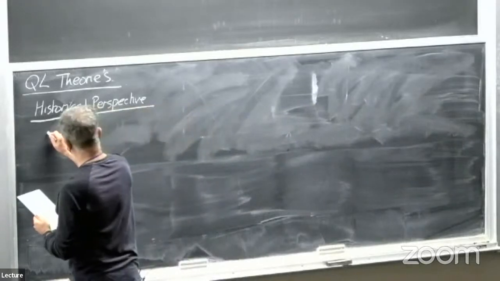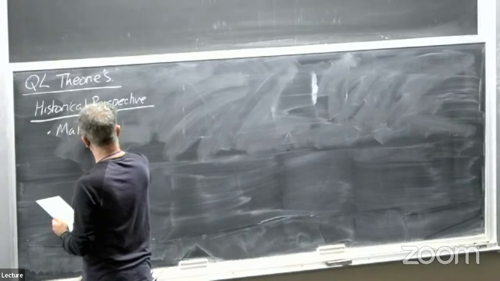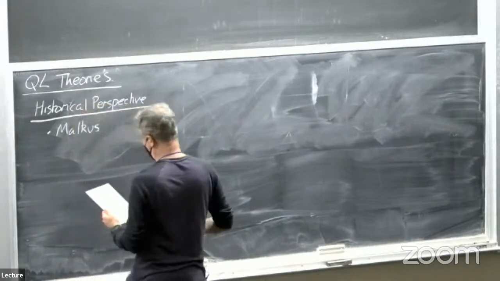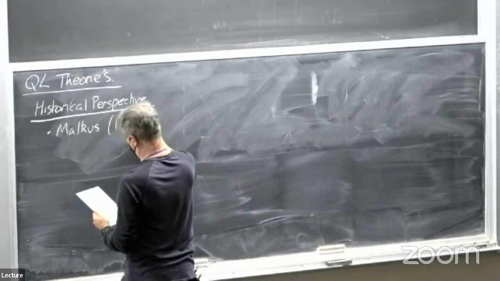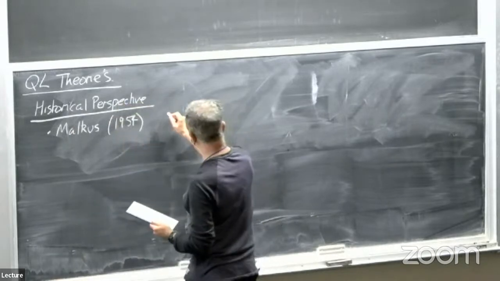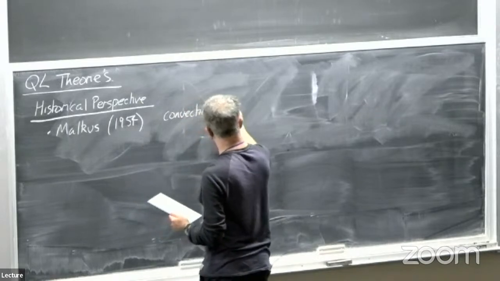Okay, so I think it's fair to say that certainly in fluid dynamics, the early ideas come from Malkus in 1954, who looked at convection under some quasi-linear approximation.